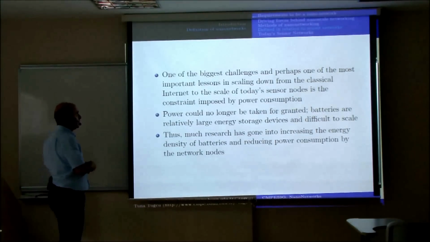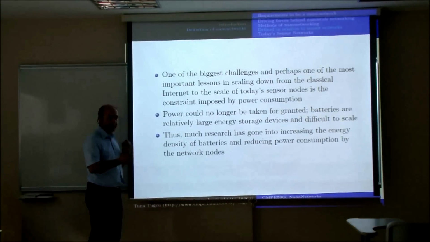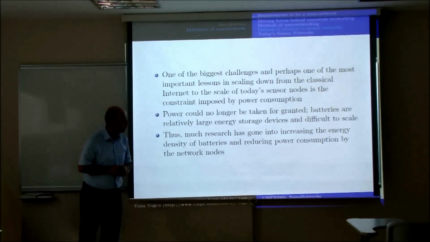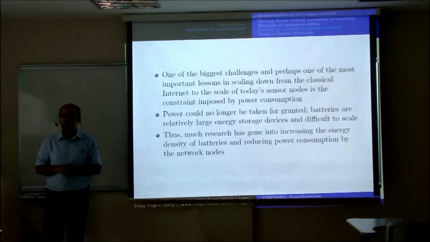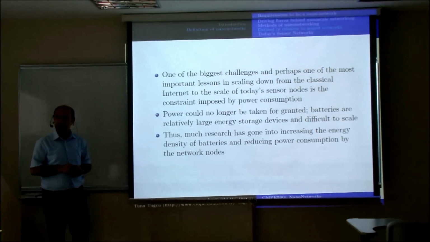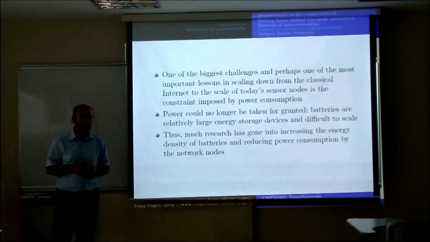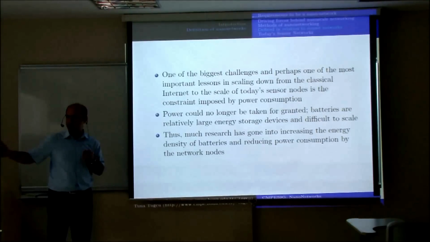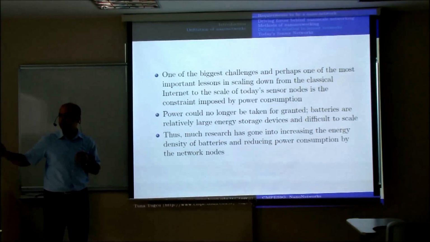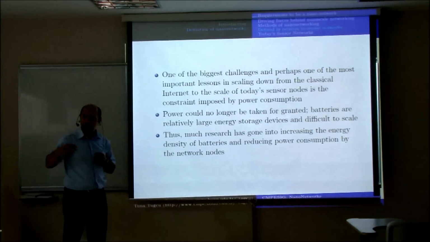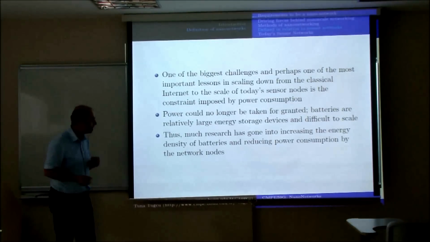One of the biggest challenges and the most important lessons when we try to scale down into the nanoscale is the constraint imposed by power consumption. Power can no longer be taken for granted because previously we never cared about the power. We always looked at link capacity, for example. But what happens to power? So even if you have more link capacity, you may not have enough power to communicate. So you should also take that into account.